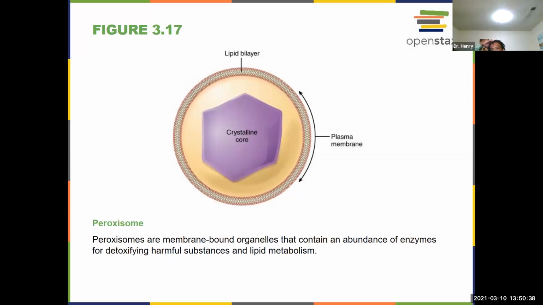Peroxisomes. So peroxisomes are, again, membrane-bound organelles, and they're responsible for basically detoxifying the cell. So it gets rid of all those toxins and stuff, again, primarily peroxides and harmful oxides. And then they also do a little bit of lipid metabolism.